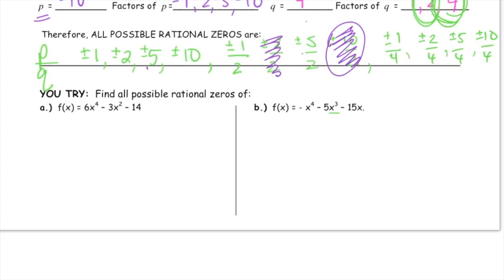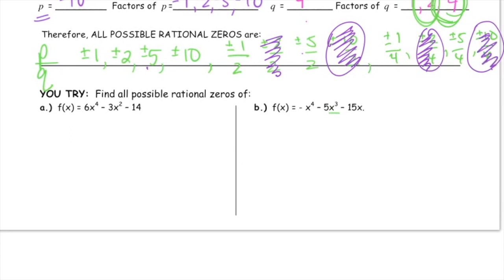And now again, we're going to have some repeats here. So 2/4 reduces to 1/2, which we already have right there, so we can get rid of 2/4. And then 10/4 reduces to 5 over 2, which we already have over here, so we can get rid of that one.